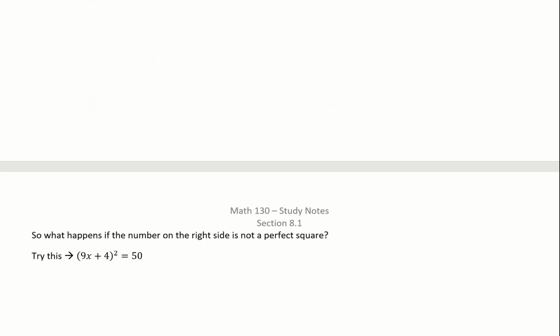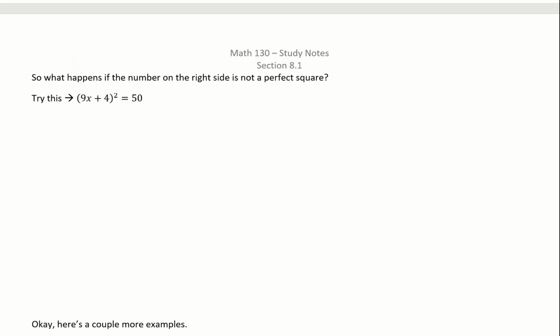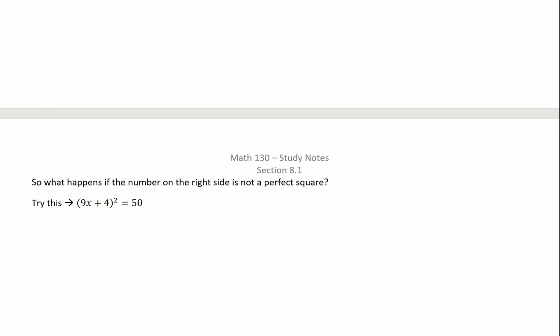Then I said, I think I have 3 more to do. I want you to do some of them. But so it happens, what happens if the number on the right side is not a perfect square, like 9 or 25 or 49 or whatever? So what? It's the same thing. We just go 9x plus 4, I'm just rewriting, is 50. And you're right, I'm going to do the same thing. I have to get rid of the square by square rooting.